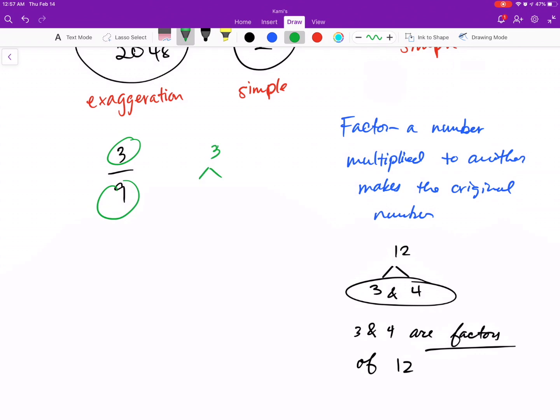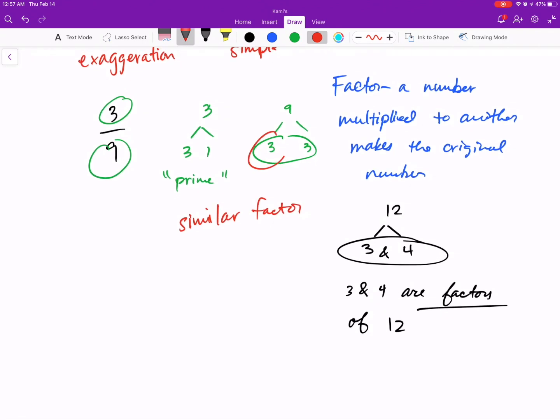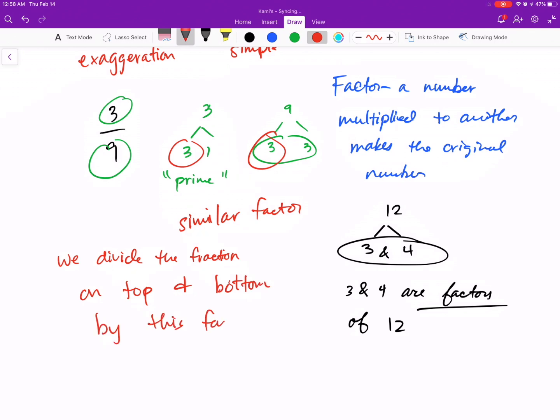So now we look at the factors of 3 and 9. What are our factors of 3? Well, just 3 and 1. It's called a prime number. That's something to look into later. We have 9. 9 is going to be 3 and 3. We know 3's are prime numbers, so this is our factors of 9. Alrighty, we see we have a similar factor. So what do we do with this similar factor? We divide the fraction on top and bottom by this factor.